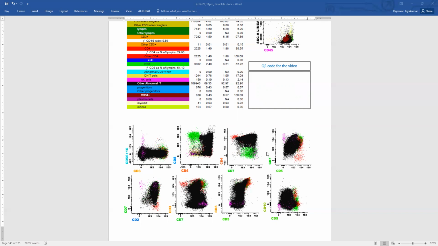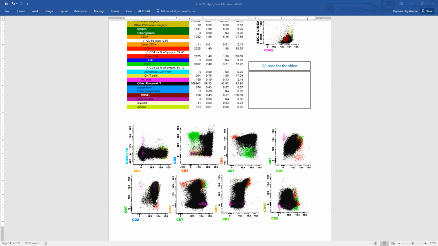So the cells that we see in red and green here are actually 4 and 8 positive cells. This is hiding behind this black population, so it's not very prominent, but the 4 positive cells are painted red. So you can see that here, and maybe some in here too, but the black population is hiding it. And the 8 positive T cells are painted in green.